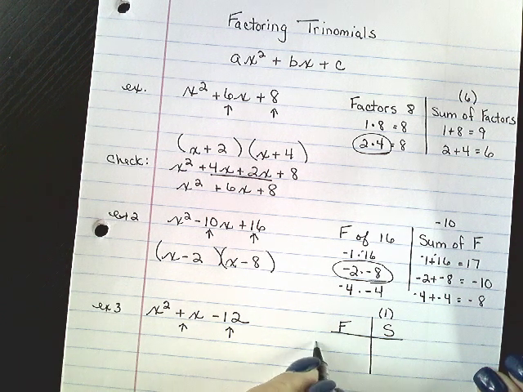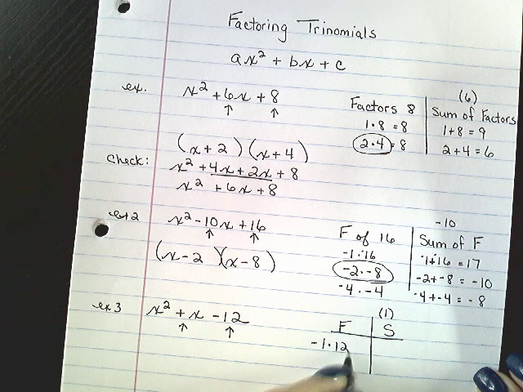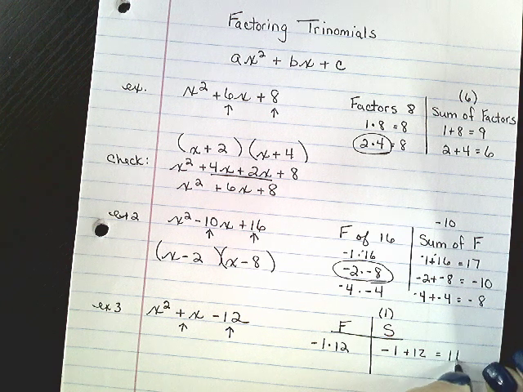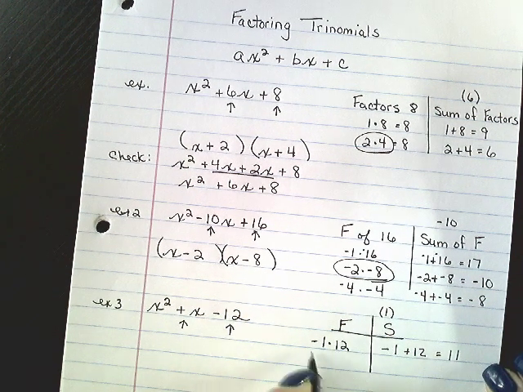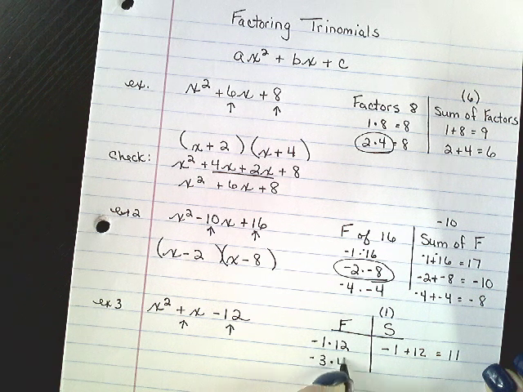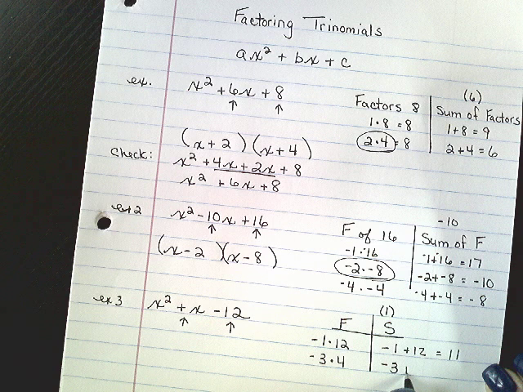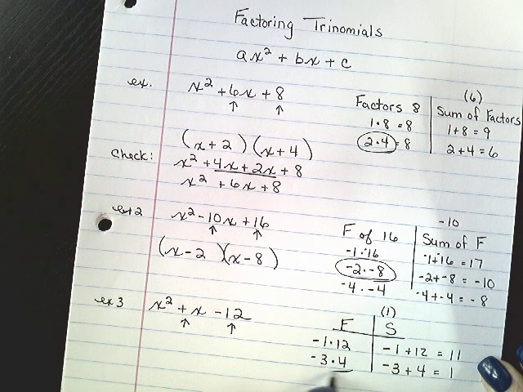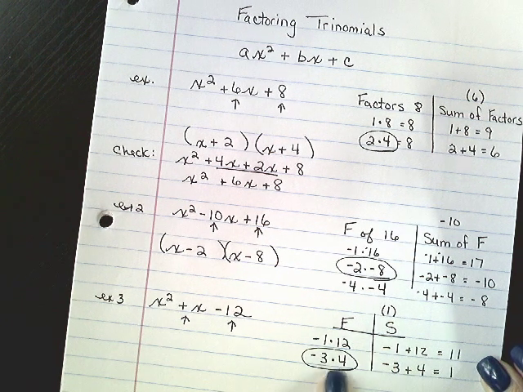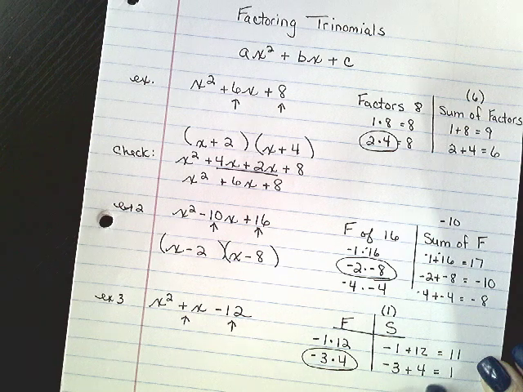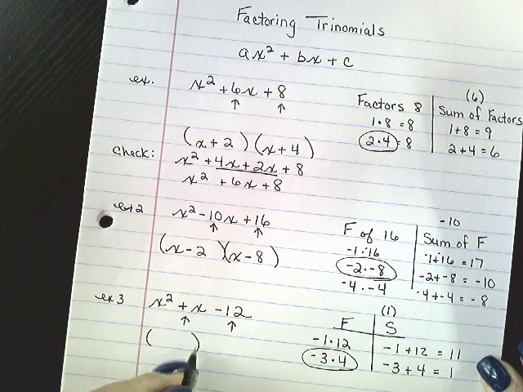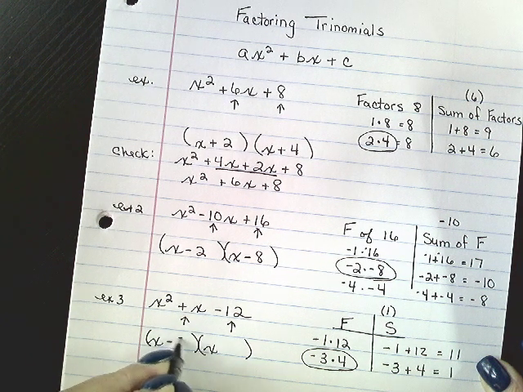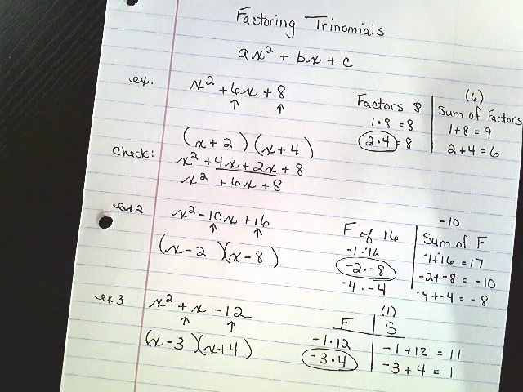So factors of 12, we could have a negative 1 times a positive 12. And negative 1 plus 12 is going to equal positive 11. So that one's not going to work. And I'm sure you're all thinking about negative 3 times a positive 4. Negative 3 plus 4 is equal to a positive 1. So that would be the combination that I would be looking for to make a negative 12 when we multiply, but to make a positive 1 when we add. So again, we have x and x. This one would be minus 3, and this one would be plus 4.